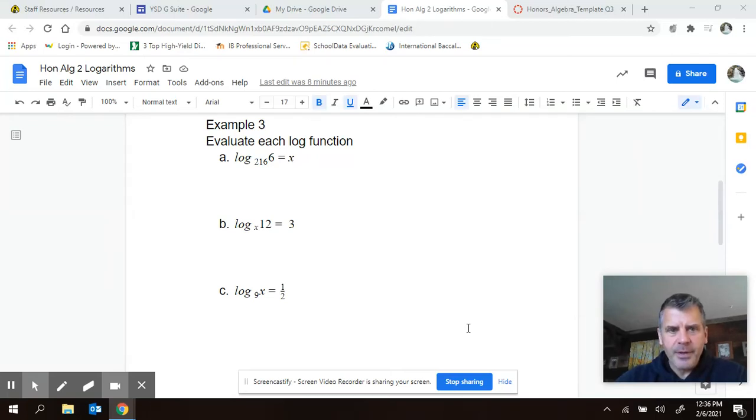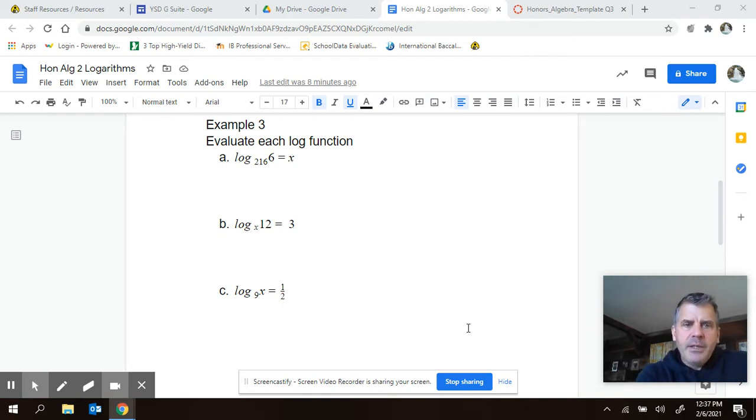Let's continue with dealing with logarithm functions. We're going to solve some equations this time. Actually, consider this not solving as much as it is evaluating. Just know that in the end, you end up doing some solving to do the evaluation. So without further ado, let's take a look at this.